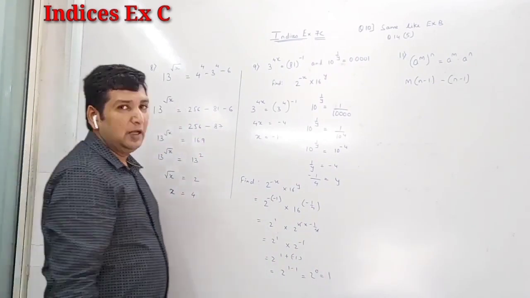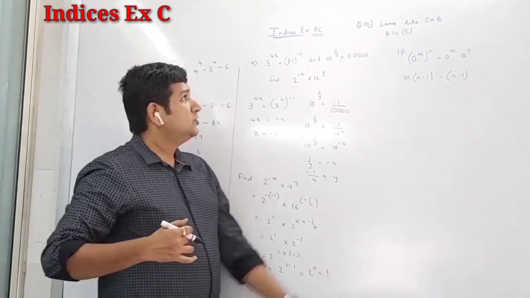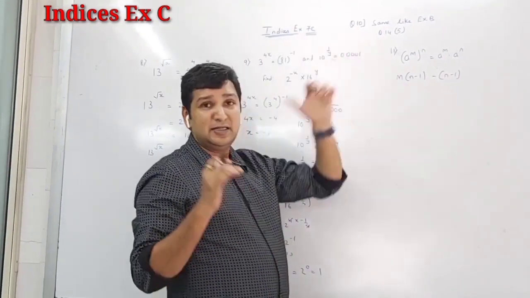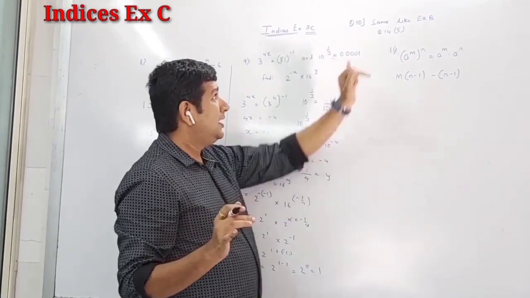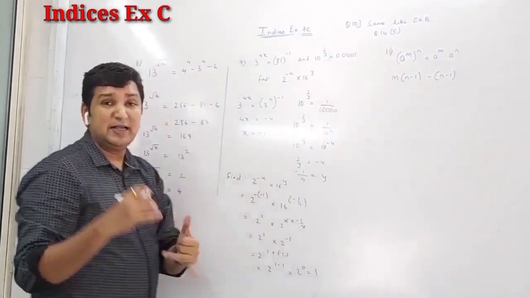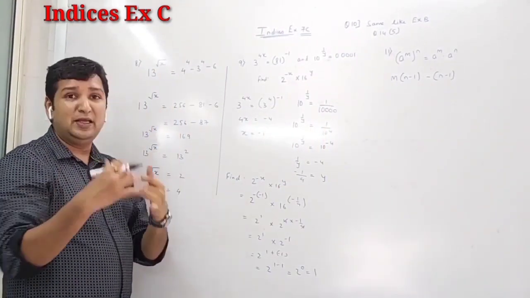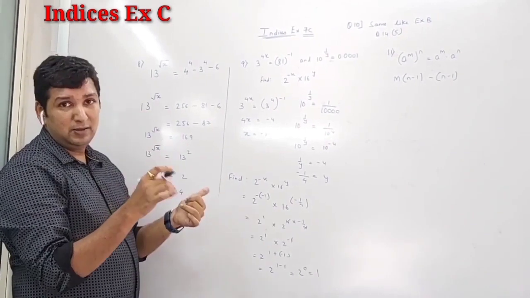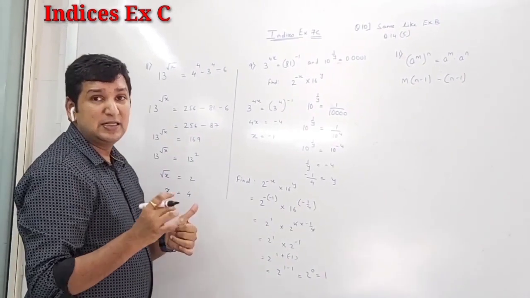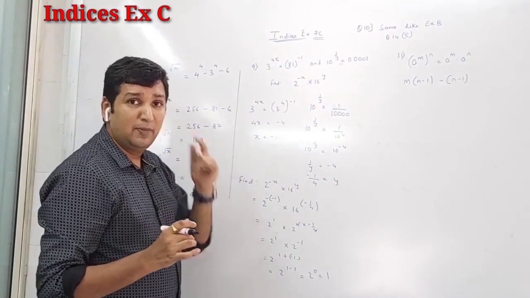Question number 9, done. So this question number 10 is exactly the same like exercise 7b, question 14 ka fifth part. It's exactly same. Even the numbers, everything is same. So question number 10, you can just check it. I've done exercise 7b. Now it's coming question number 11.